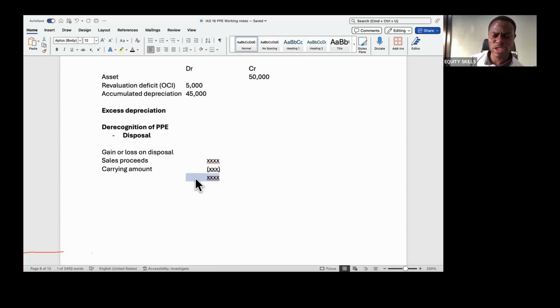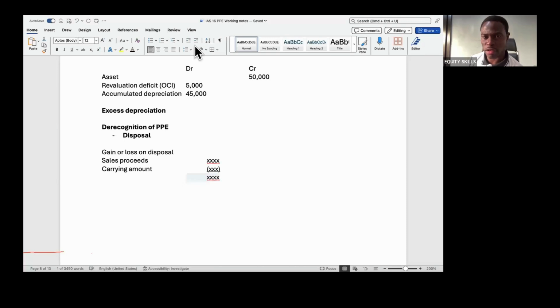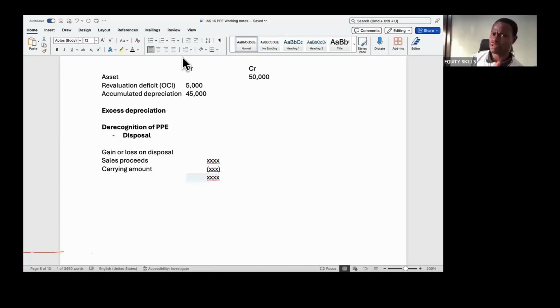But if I may ask, where do you think this gain or loss on disposal should go, to P&L or OCI? Who can help? OCI. OCI, right? Why is it going to OCI? Because it's not the ordinary activities of the company. No.